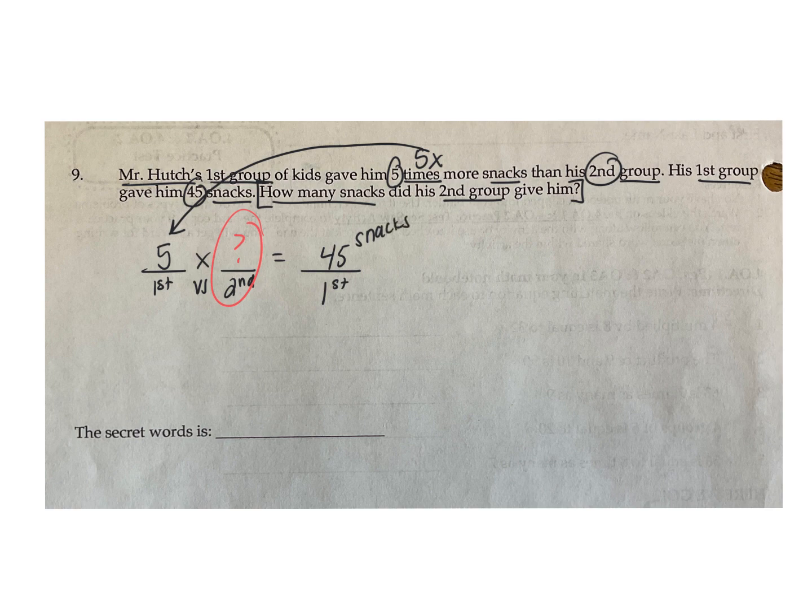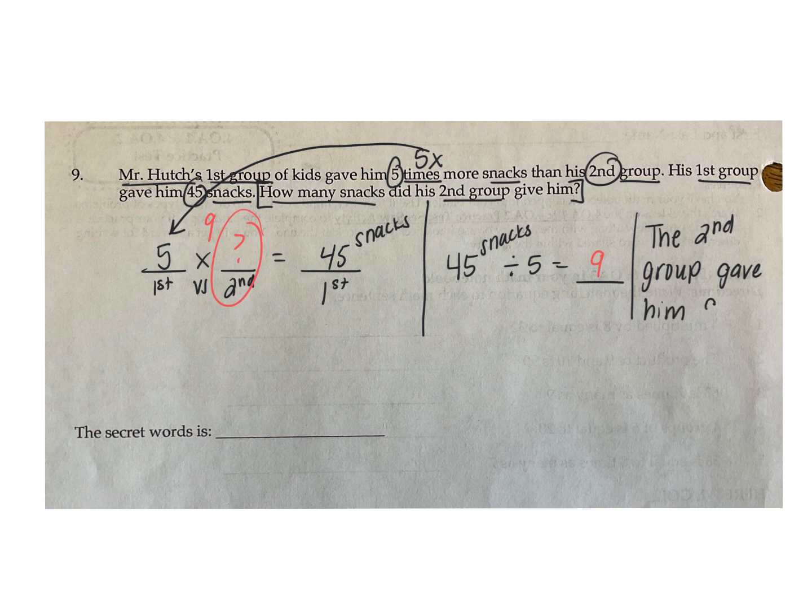Now we need to do the inverse operation to find this missing factor, which means we're going to solve 45 snacks divided by 5 will tell us that missing number, and that missing number is 9 because we know 5 times 9 equals 45. Let's write our sentence. The second group gave him 9 snacks, period.